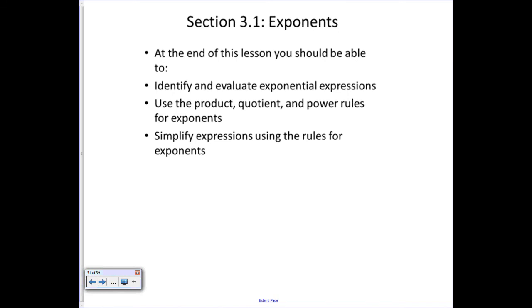So at the end of this lesson, you should be able to identify and evaluate exponential expressions. You should be able to use the product, quotient, and power rules for exponents. You should be able to simplify expressions using the rules for exponents.